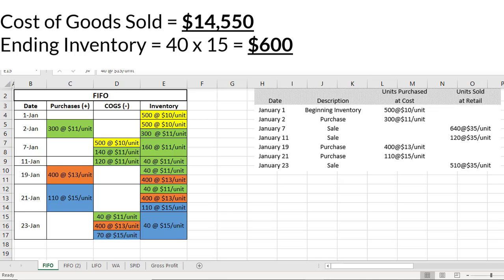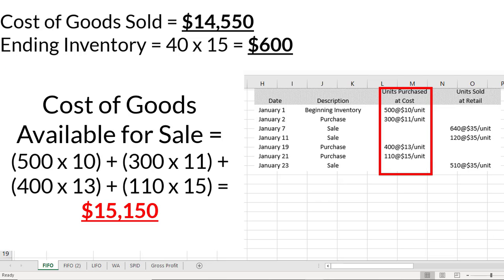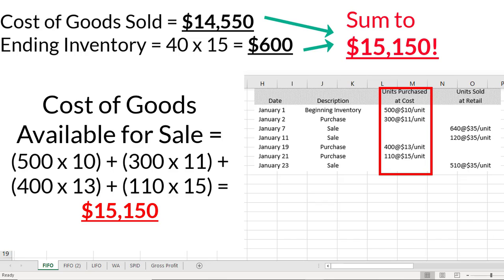But there's one more step we can take to check our work. We can calculate something that's called the cost of goods available for sale, which is simply the beginning inventory plus all purchases. So that's 500 times 10 plus 300 times 11 plus 400 times 13 plus 110 times 15 equals $15,150. Now, if we take the ending inventory of $600 and add that to the cost of goods sold of $14,550, we get, well, $15,150, which is the same as the cost of goods available for sale.